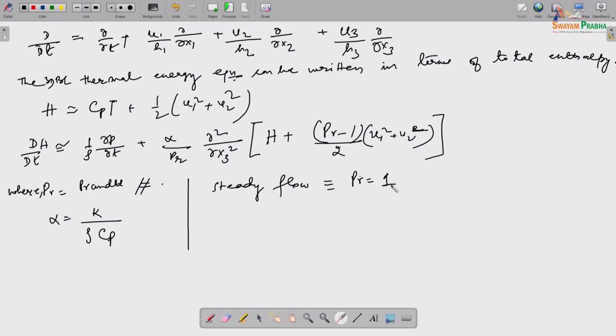For steady flow, Prandtl number is equal to 1, which means this term will completely vanish. So what we are left with here should tell us that the total enthalpy H is constant everywhere, if the boundary wall is insulated. That is, Crocco's relation is not affected by three dimensionality. Okay. That's something to point out here.